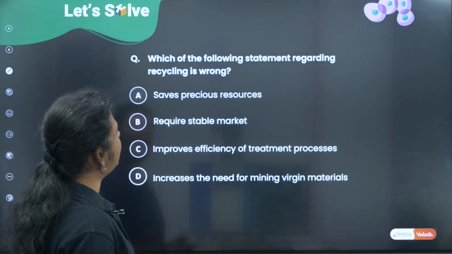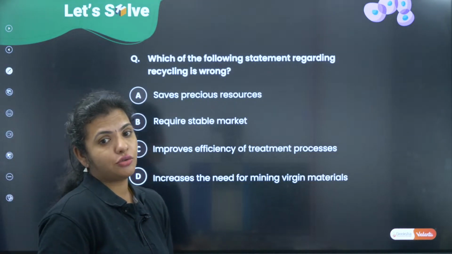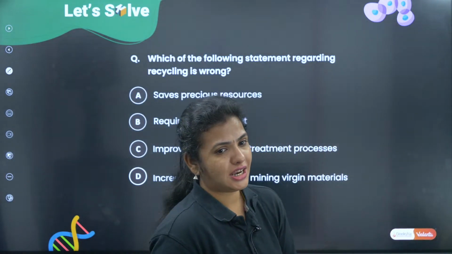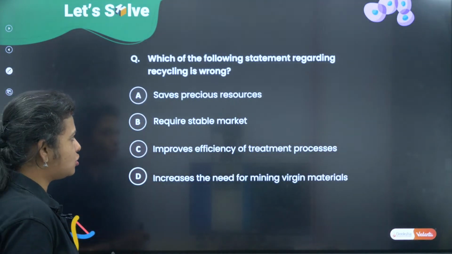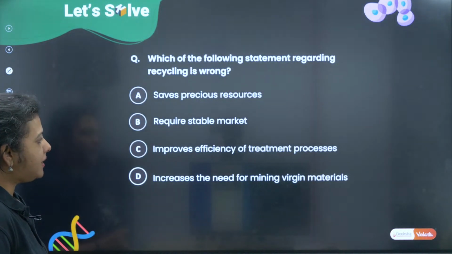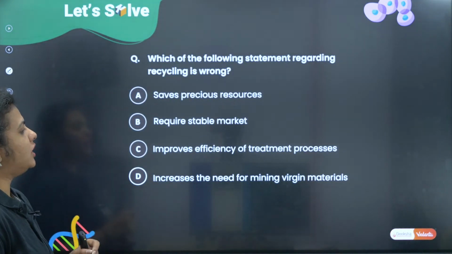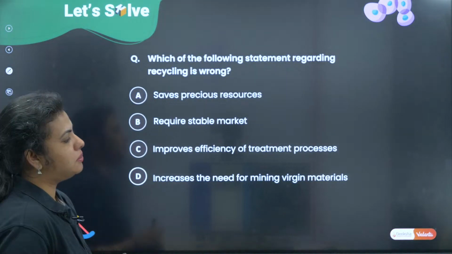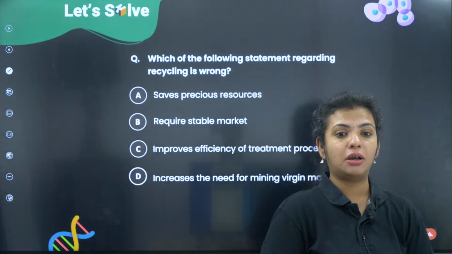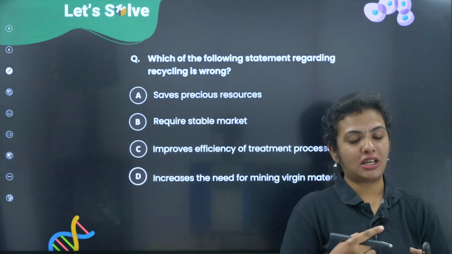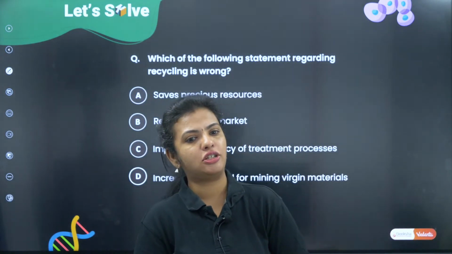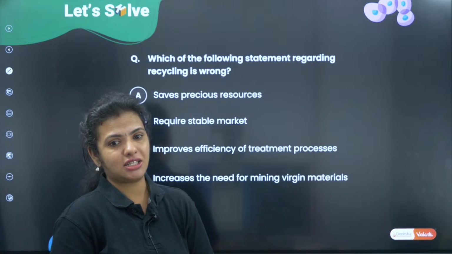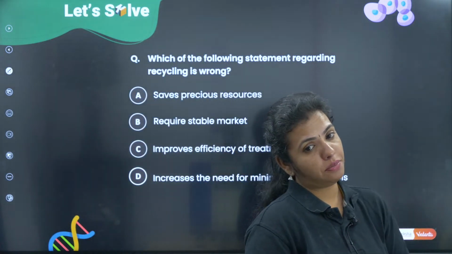Which of the following statements regarding recycling is wrong? So we are talking about recycling. They are asking us which of the following is a wrong statement. Saves precious resources, requires stable market, improves efficiency of treatment process, increases the need for mining virgin materials. Okay, this is something to do with mining, where they keep on recycling the materials. Please think and answer. It's actually a simple question which could be confusing.